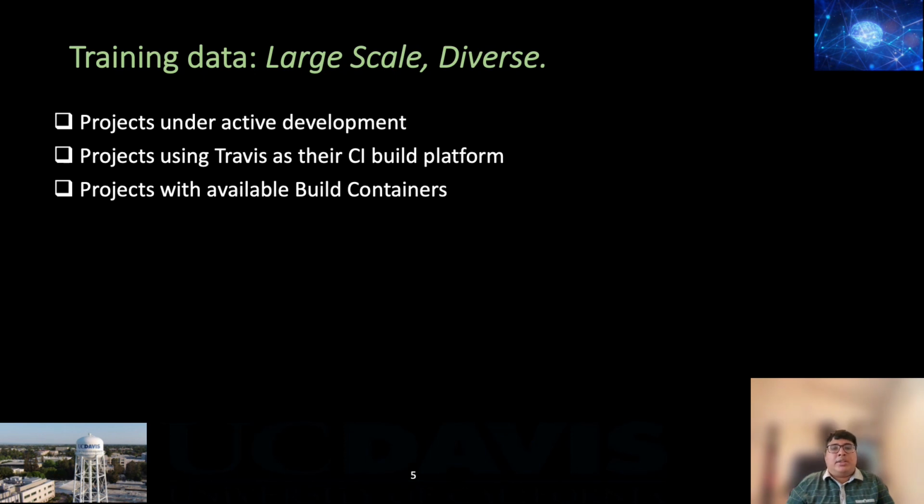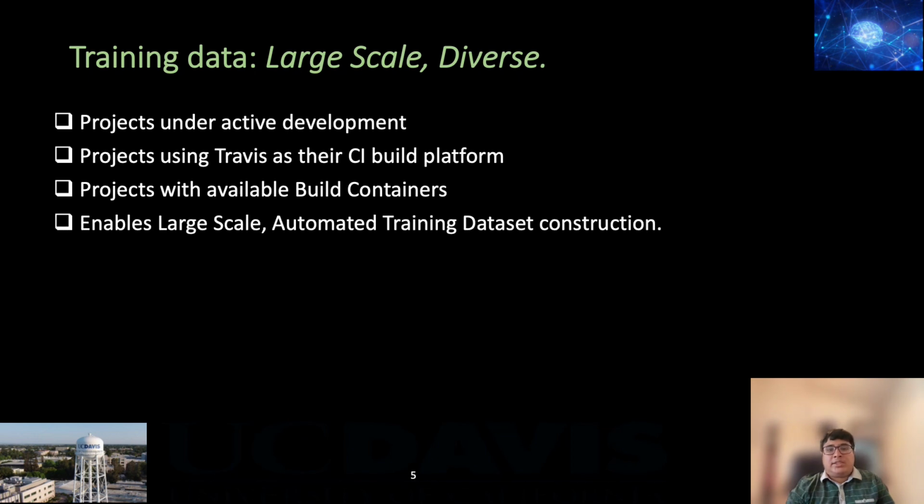So we use the build container and build the project and generate data for our training. A project that satisfied the above 3 conditions can be considered for the final training phase. And for this task, that means building the project, we use the modified version of Bugswarm. I will discuss Bugswarm in the following slide. Bugswarm enables large-scale automated training dataset construction.